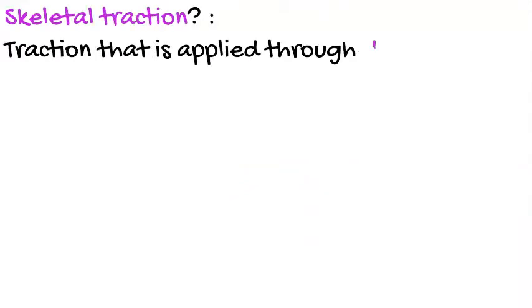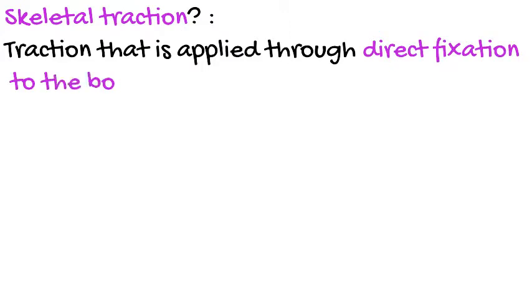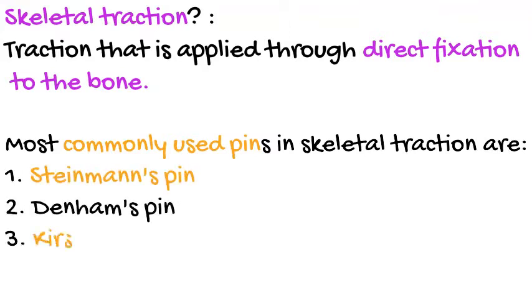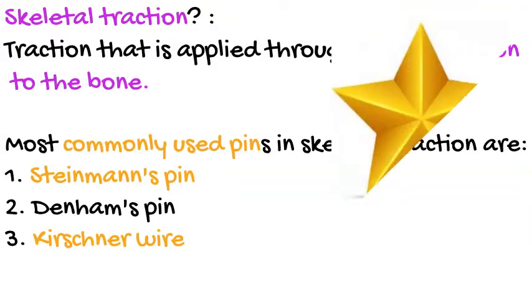Again, what is skeletal traction? It is a traction that is applied through a direct fixation to the bone. The most commonly used pins in skeletal traction are: number 1, Steinmann Pin; number 2, Denham Pin; number 3, Kirschner wire, or we lovingly call it K-wire.